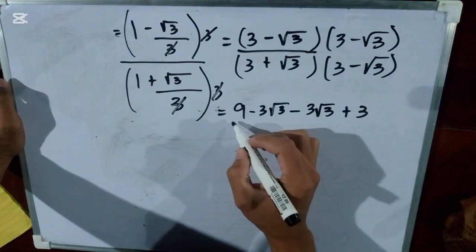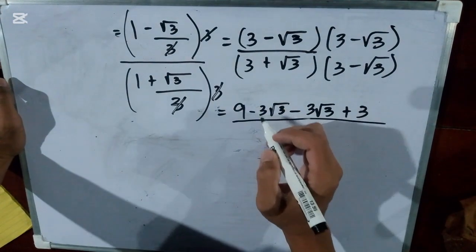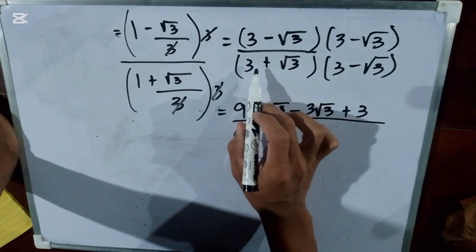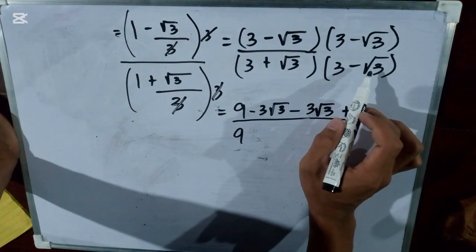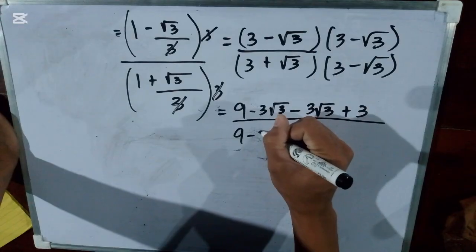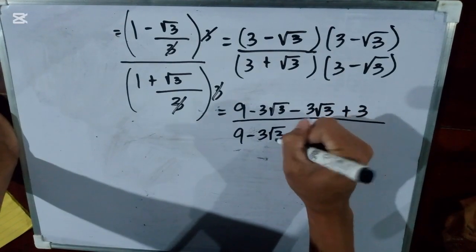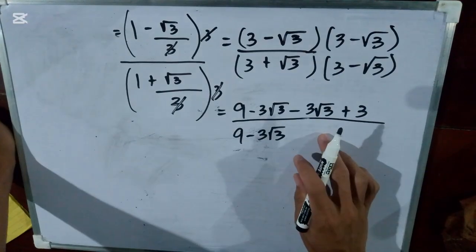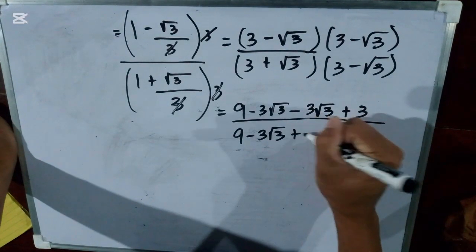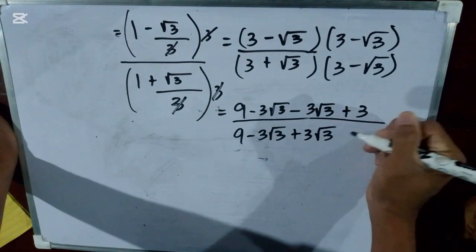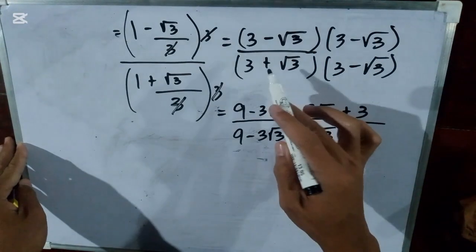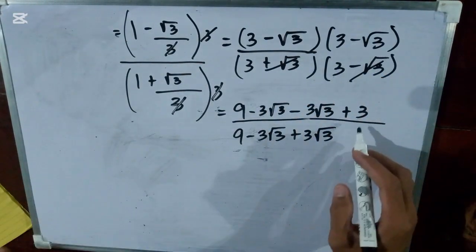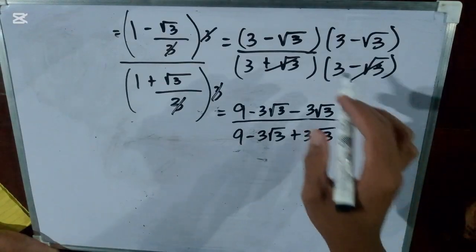Now let us continue to the denominator, which is 3 times 3 equals 9. 3 times negative root 3 will be negative 3 root 3, and the inner root 3 times 3 will be positive 3 root 3, and the last one is positive and will be cancelled, so it will be negative 3.